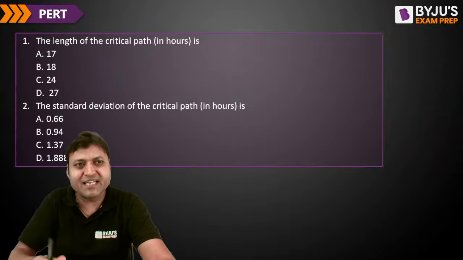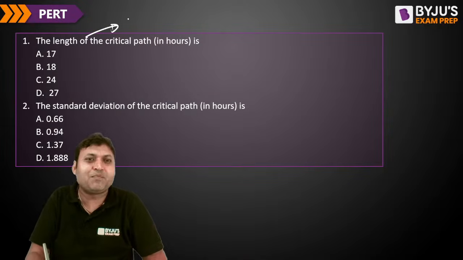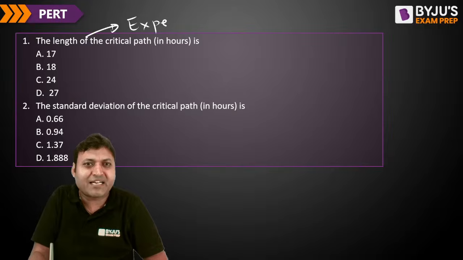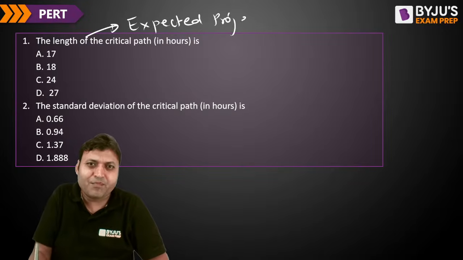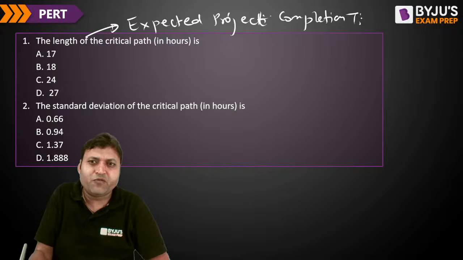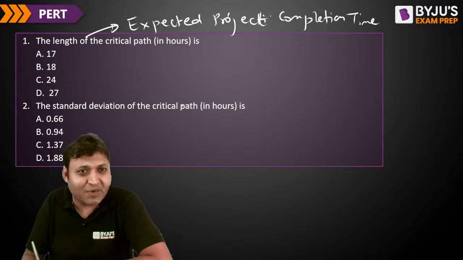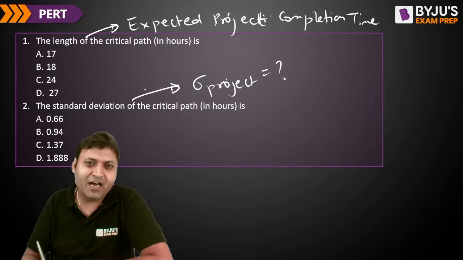Now the question says we need to find out the length of the critical path. The length of the critical path is the expected project duration, the project completion time. We need to find out the expected project completion time, and the standard deviation of the critical path, or we can call it the standard deviation of the project, sigma for the project. These are the two things we need to find out.